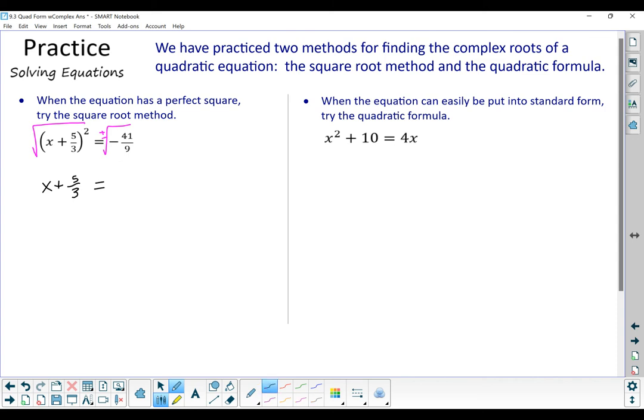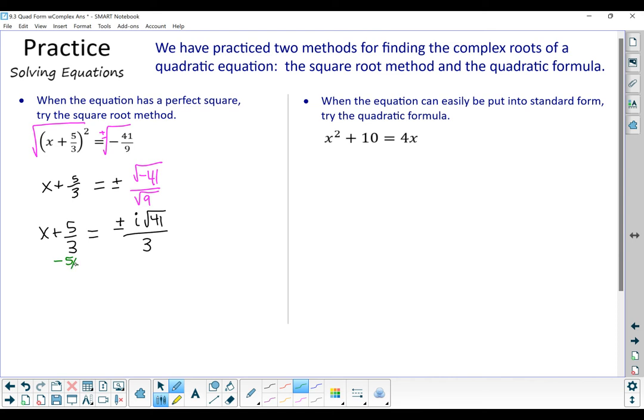You can do the root of the top and the root of the bottom. And I put the negative with the 41. I would just put it with the numerator if you're doing this. So if I try to simplify the square root of 41, my calculator is like, oh, that's just a root 41. So the top of this will be an i root 41, but the square root of 9 is one that we know, it's a 3. So our equation looks like x plus 5/3 is equal to positive and negative i root 41 over 3.